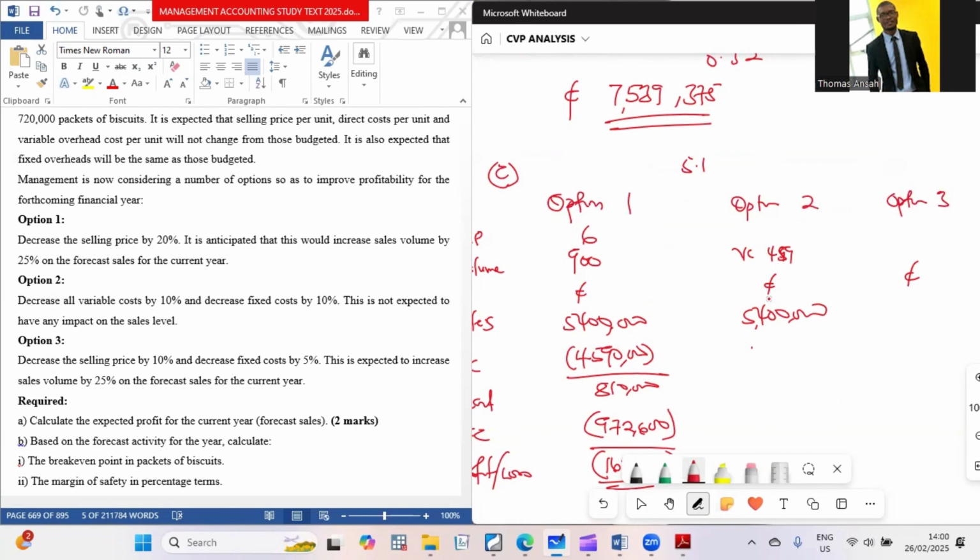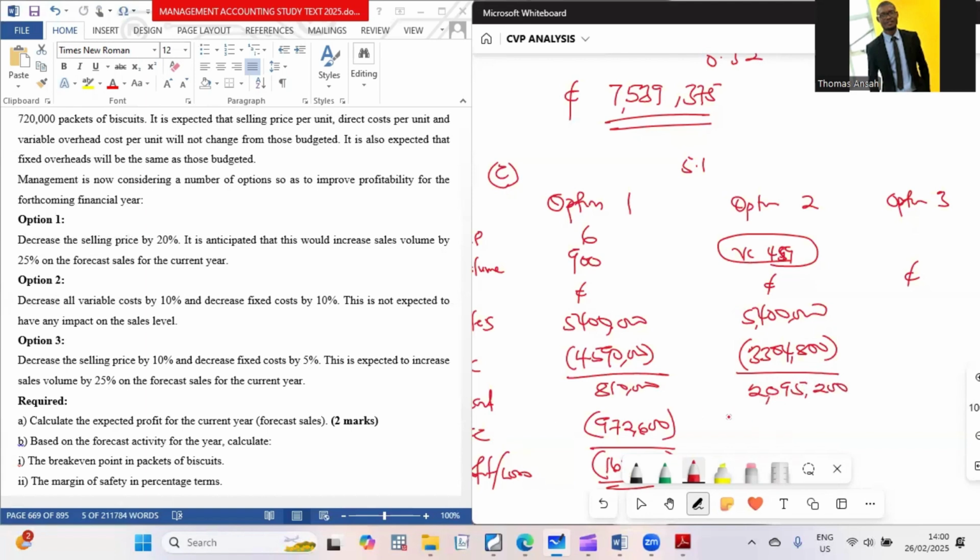That gives me 3,304,800. So that is 720 units by what has been reduced here. All right, so that is that. And minus 5,400. I'm having 209,200.